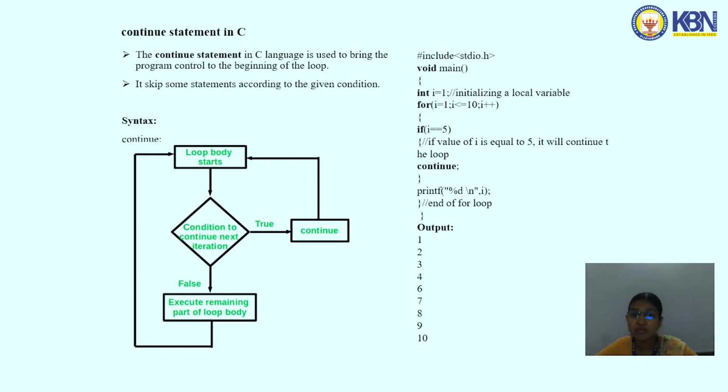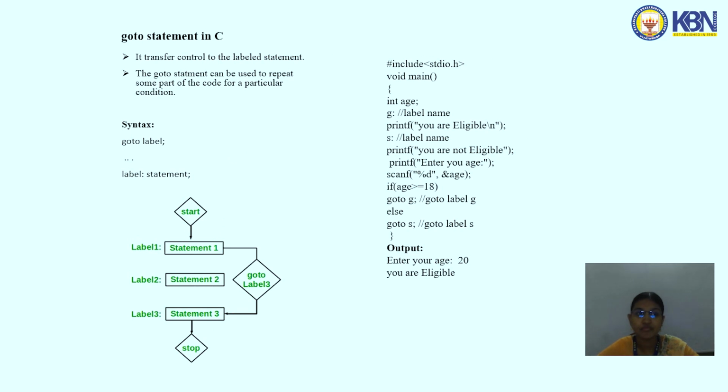Then the value will be incremented, and again the i value becomes 6. 6 is less than or equal to 10. The condition is true, but 6 is not equal to 5. That's why it will continue from 6 up to 10. But it does not print the 5 value because the condition became true for 5, so it skips that statement.